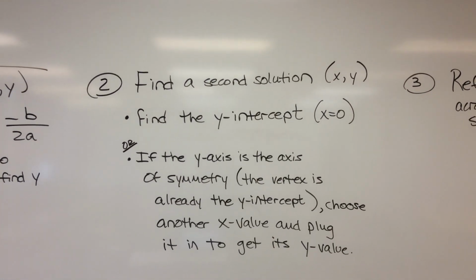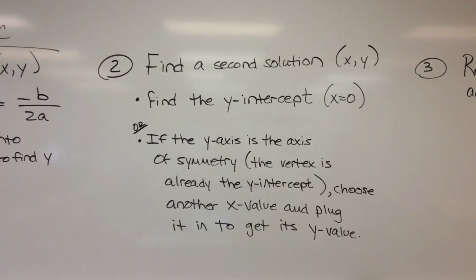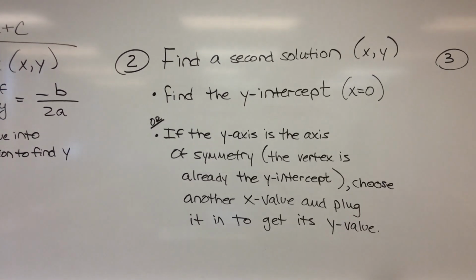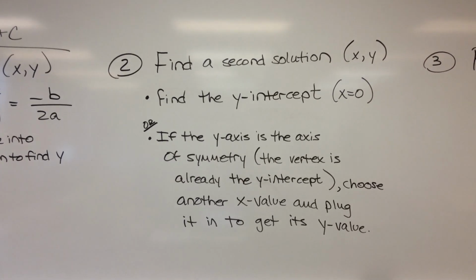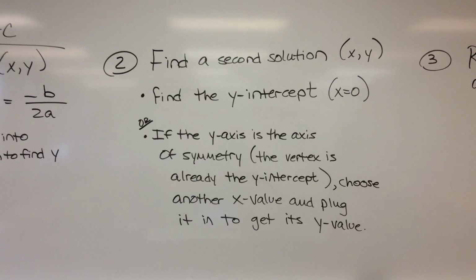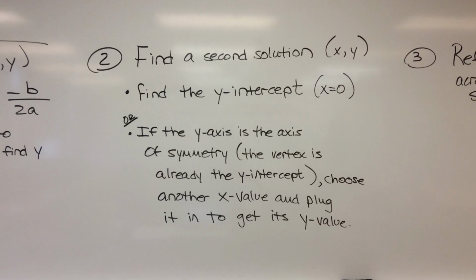and that will serve as our second solution. Again, usually we want our second solution to be our y-intercept, but sometimes that is not an option if the vertex is already there. So we are going to use just any other x value that we want that's easy to graph, plug it in, and get a y.